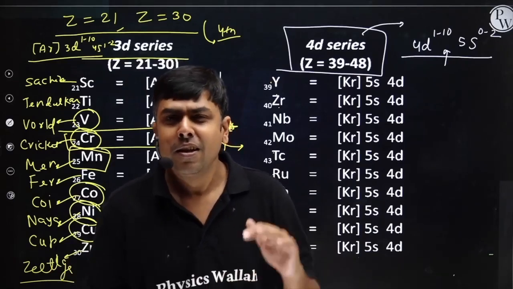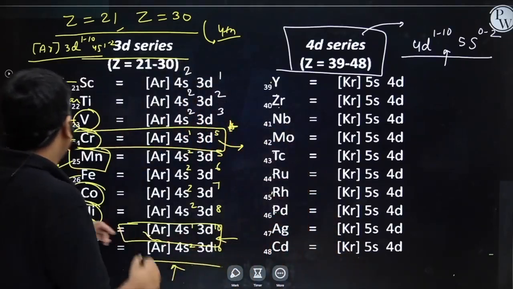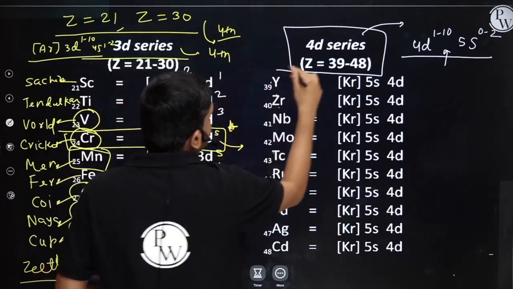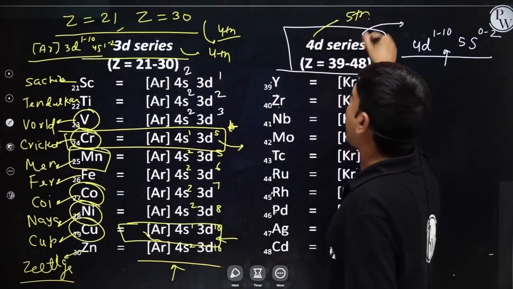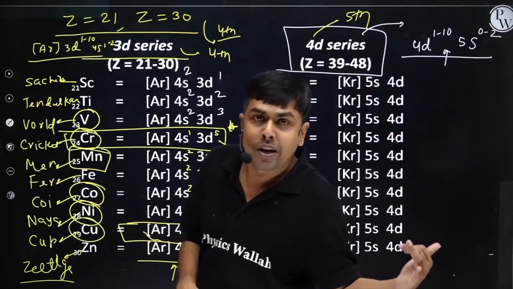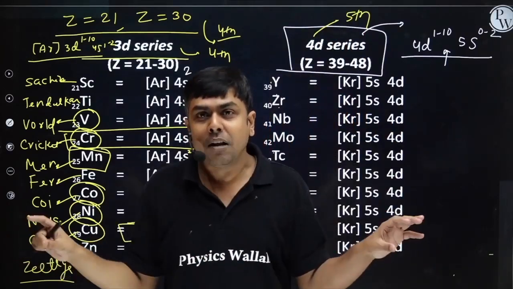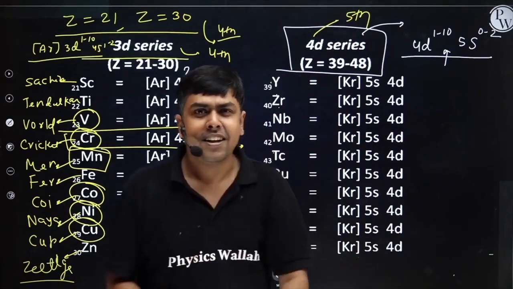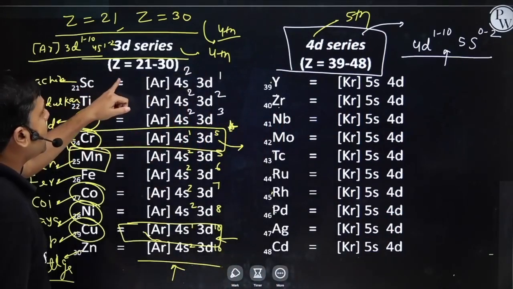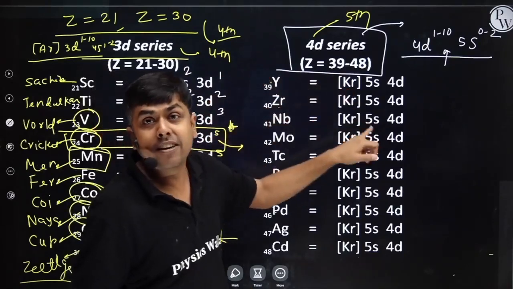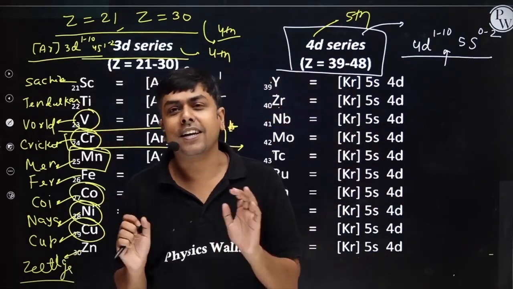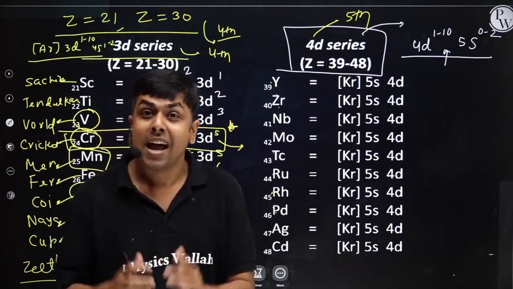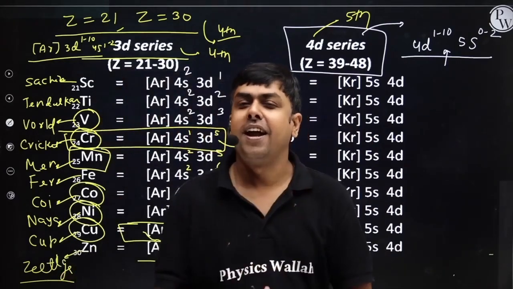Why 39? Just below this, right? The 3d series was in the 4th period. Now this one is in the 5th period. As we move from the 4th period to the 5th period, there's a gap of 18 elements. So the atomic number will increase by 18, right? Scandium is 21, so here I will have yttrium, atomic number 39. So the 4d series starts with atomic number 39 and ends at 48.